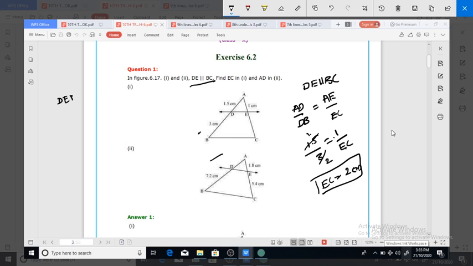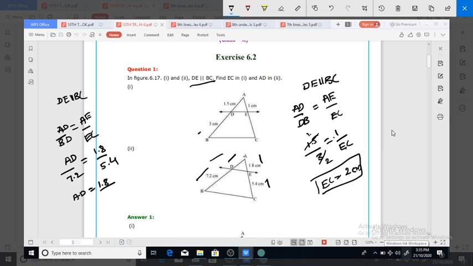DE is parallel to BC. So as per this, write proportions: AD by BD equal to AE by EC. What about AD? We don't know AD. So write BD is 7.2, AE is 1.8 and EC is 5.4. Just write AD over 7.2 equal to 1.8 divided by 5.4.